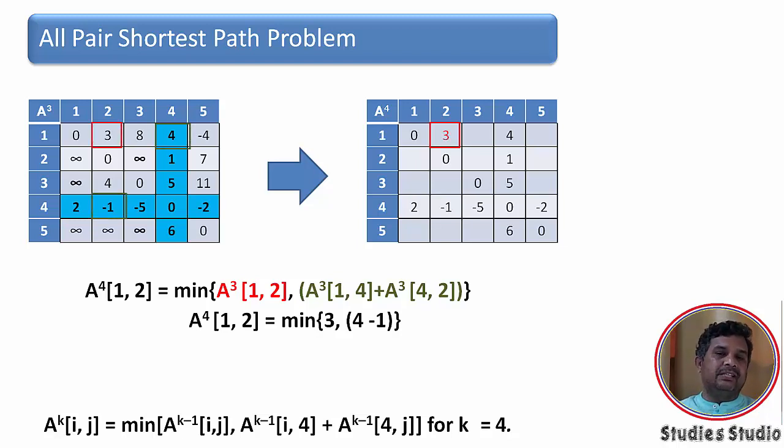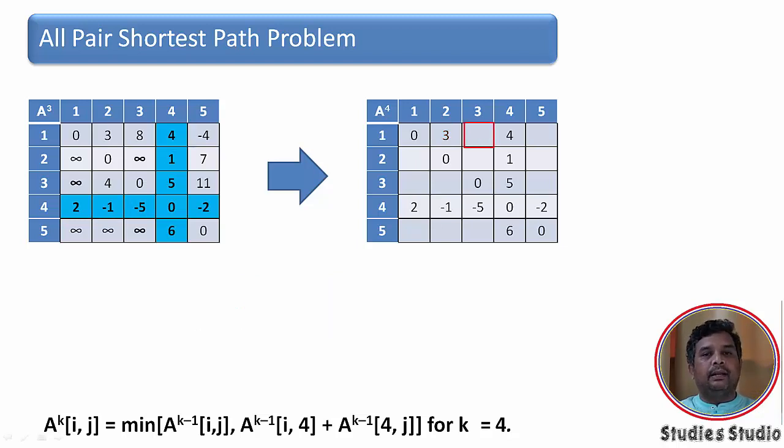Here 1, 2 is a blank space. So what I am going to do? I am going to take the value here, 3, and I will project it to the fixed row and fixed column. The values I am getting are 4 and minus 1. The sum of these 2, and 3. Which one is smaller? I am going to write it here.